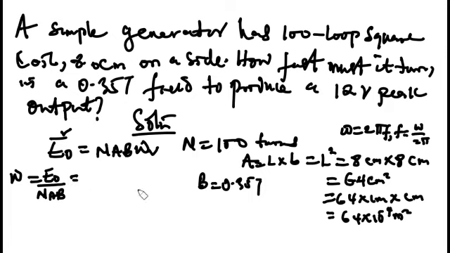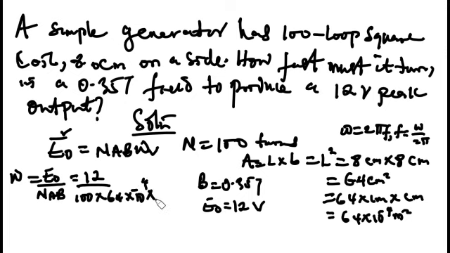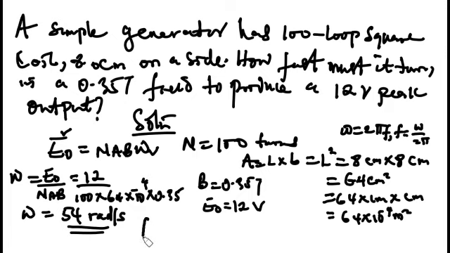E subscript 0, which is the peak output, is 12 volts. So we have 12. The number of turns is 100, the area is 64 times 10 to the power minus 4, and the magnetic field is 0.35 Tesla. If we resolve this, the angular frequency will be 54 radians per second. You can press this in your calculator. Using the formula f is omega upon 2 pi, the frequency will be 54 upon 2 pi, and we have 8.5 hertz. So this is the frequency.